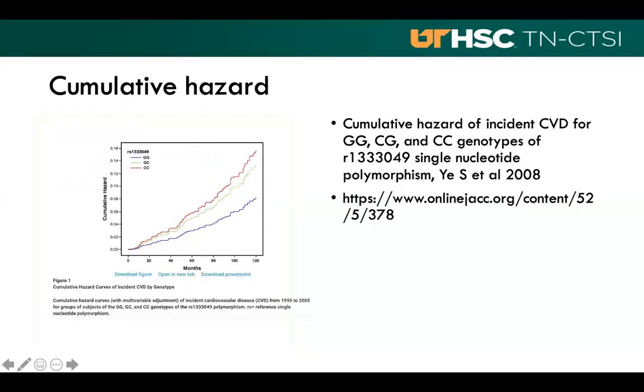And we have another example of cumulative hazard. In this case, the cumulative hazard is estimated and displayed for incident cardiovascular disease, comparing the GG, CG, and CC genotypes of the single nucleotide polymorphism with the reference R1333049. This was published again in a very prestigious journal. In this study, they found that the CC genotype had the highest risk, the GG genotype had the lowest, and the GC genotype had a middle risk of incident CVD, or cardiovascular disease.